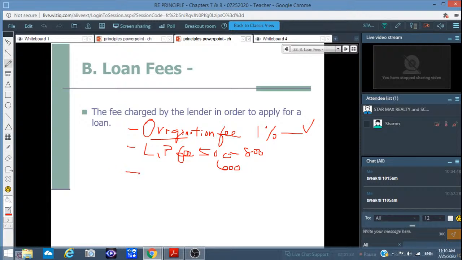And then you have the underwriter fee. The bank charges about $1,000 to 1,500. Quicken Loan charges $999, about $1,000. And then other miscellaneous stuff that ties to the loan fee.